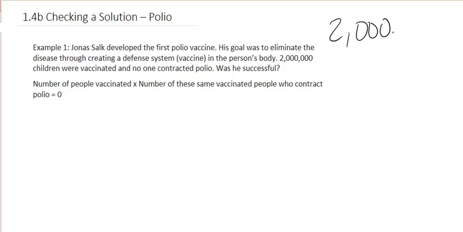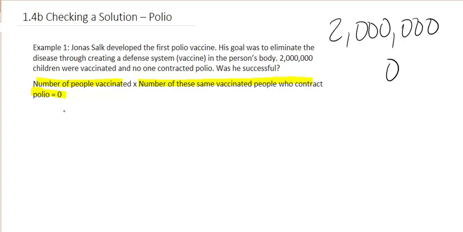To begin, let's first write out the numbers that we have. 2 million and 0. So, we're going to be using the equation that we have here. It's the number of people vaccinated multiplied by the number of the same vaccinated people who contracted polio, which is equal to 0, as that's the goal. So, we will begin to substitute in these numbers.